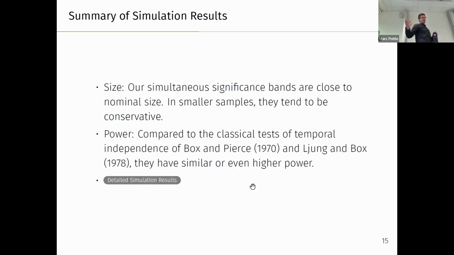Okay, so this is a very simple correction that you can make to the plots of the autocorrelation functions, to the autocorrelograms.